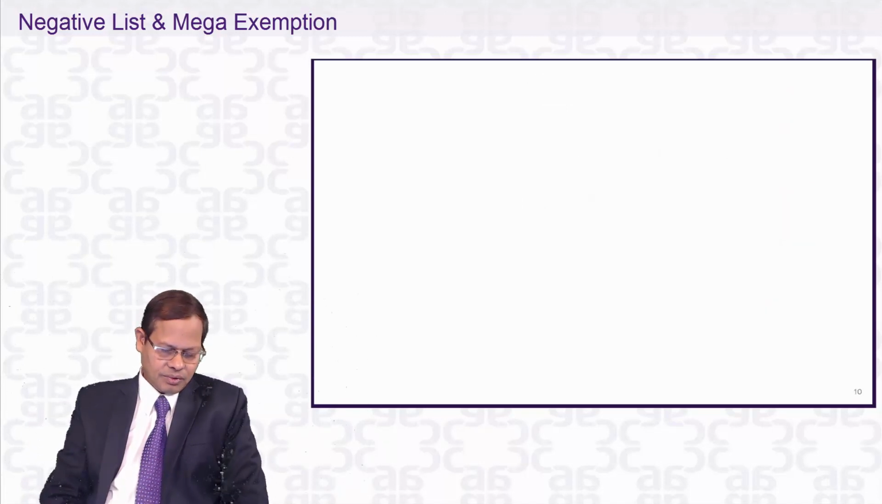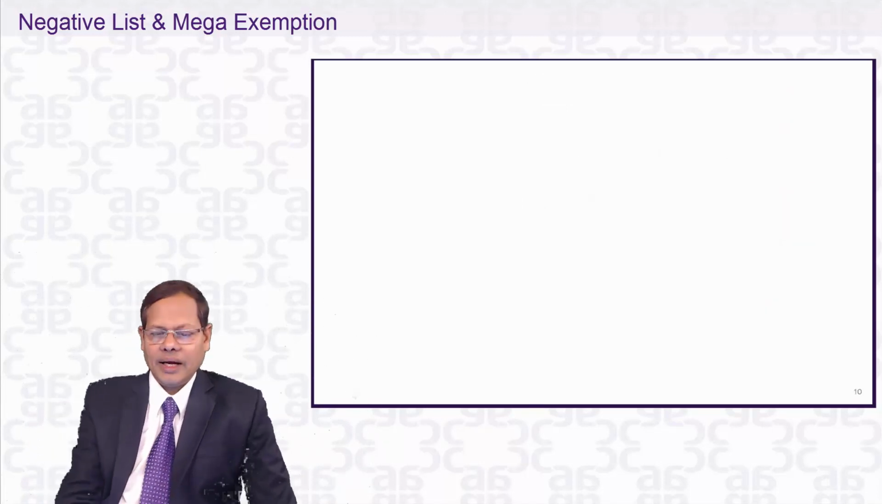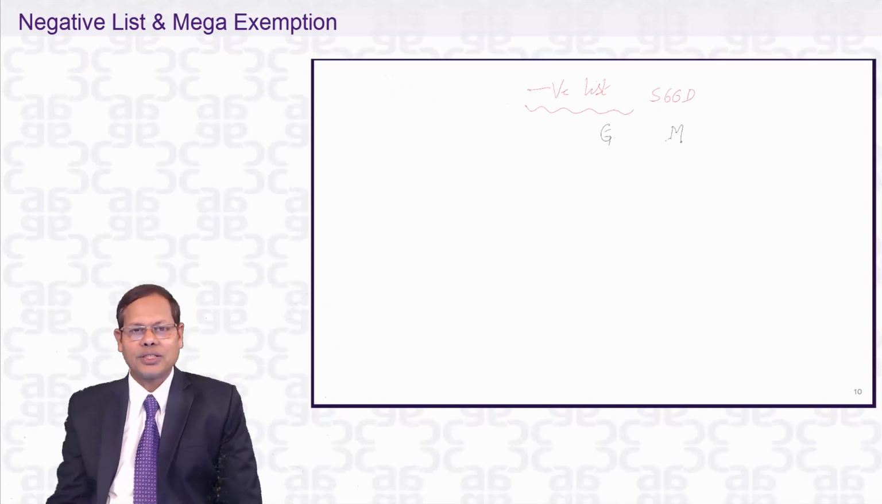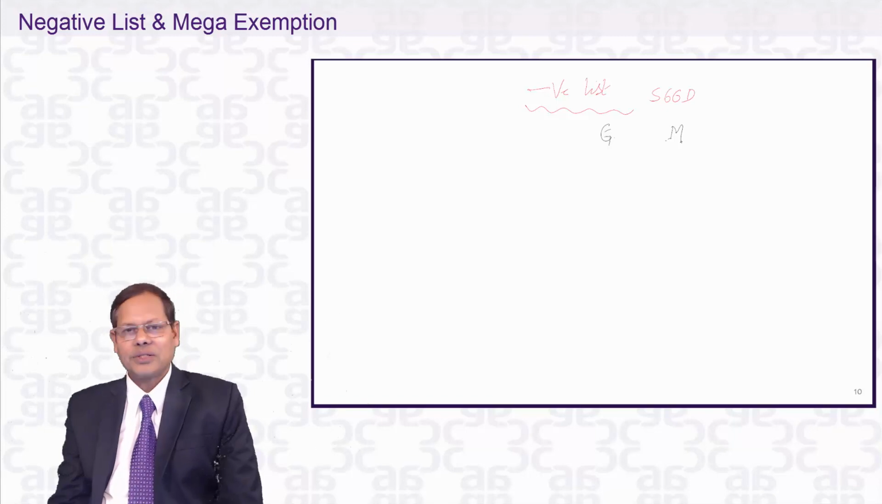See, negative list. So it is in red, section 66D. So for that good morning, I simply put it like this, GM. GM is good morning. It is a shortcut method, nowadays WhatsApp. So it's a WhatsApp language or message language. So GM is good morning.